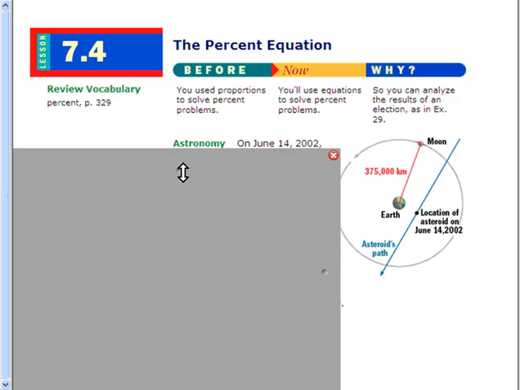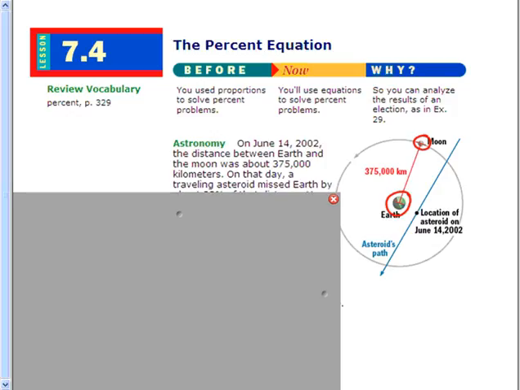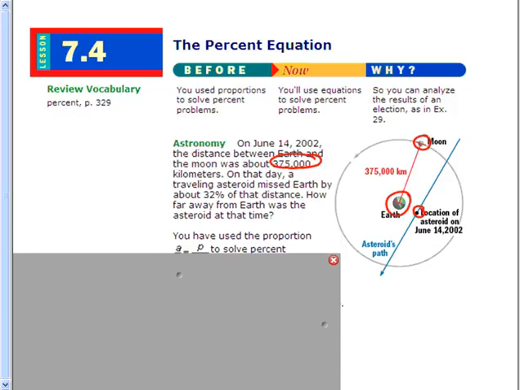On June 14th, 2002, the distance between Earth and the moon, so here's Earth in the diagram and the moon here, was about 375,000 kilometers. On that day, a traveling asteroid, here it is, missed Earth by about 32% of that distance, meaning the 375,000 kilometers. The question is, how far away from the Earth was the asteroid at that time?